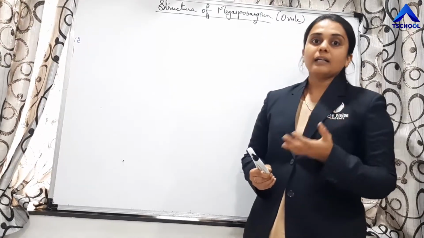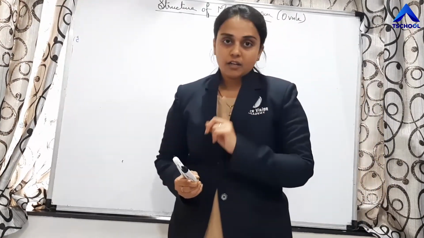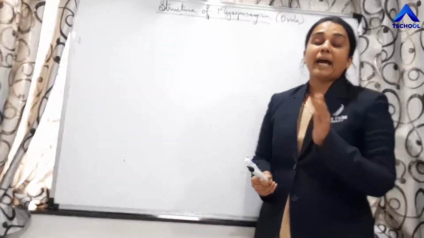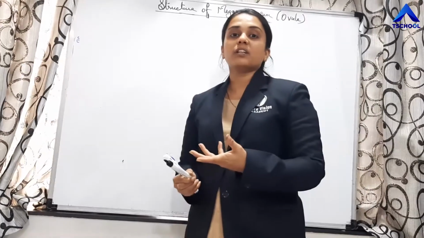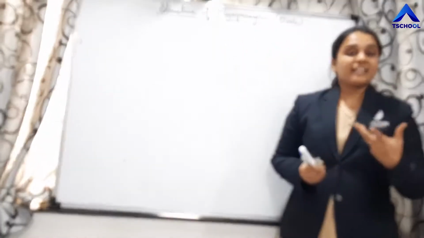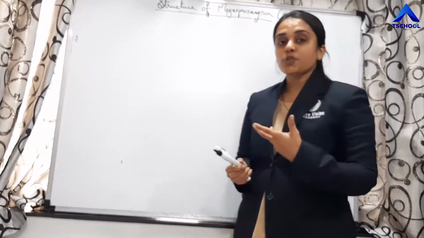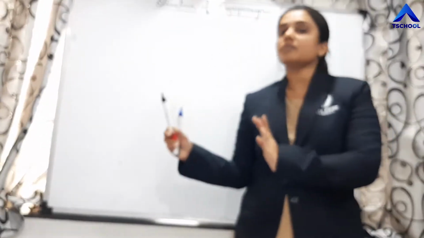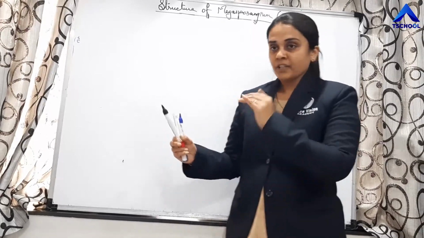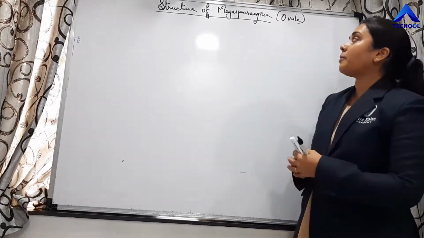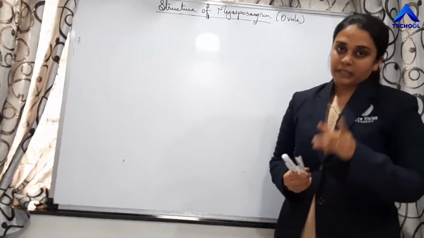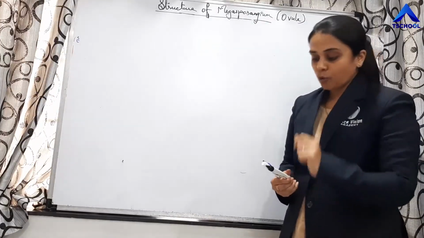Pollen grains are the male gametophyte. So we have studied how pollen grains are formed. We have also studied palynology, that is the study of pollen grains. What happens if there is an allergy to pollen grains? Which pollen grains are allergic pollen grains? So we have studied the male reproductive part of the flower. Today we are going to study the structure of Megasporangium, that is the structure of the ovule, right?